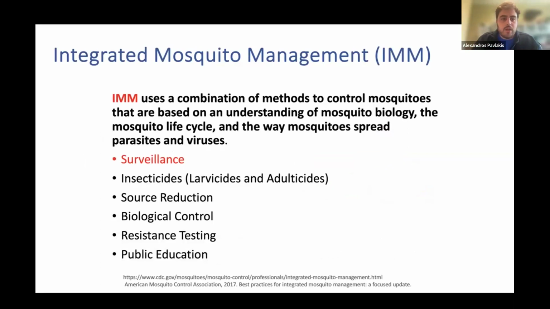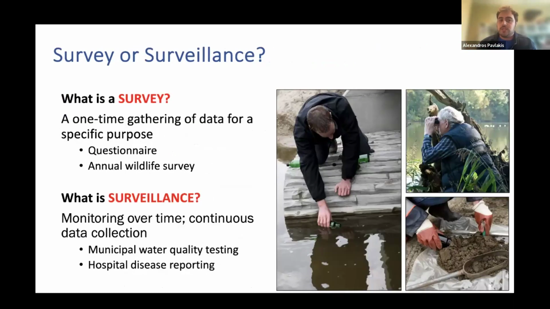So let's start off with our surveillance core tenet. Before we can even do surveillance, we need to know that there's a difference between a survey and surveillance. A survey is a one-time gathering of data for a specific purpose, like a questionnaire that a company sends out after you've had customer service. That's a one-time collection of data. Surveillance is monitoring over time, so a continuous data collection, like hospital disease reporting or municipal water quality testing. As a program here, we're building surveillance. We want to collect data continuously over time, not just one time in the year.